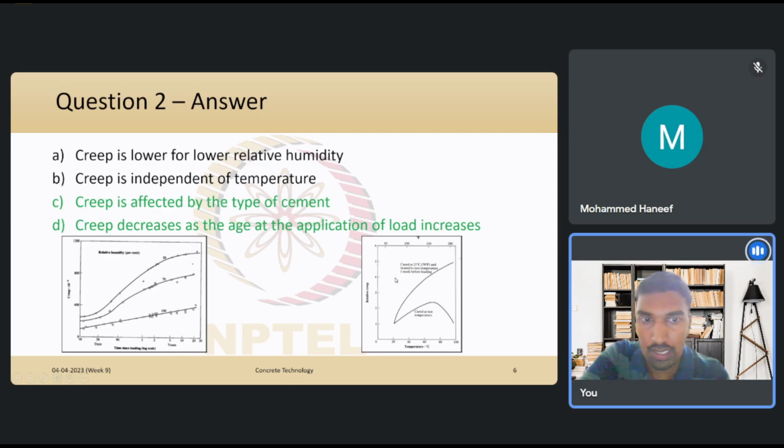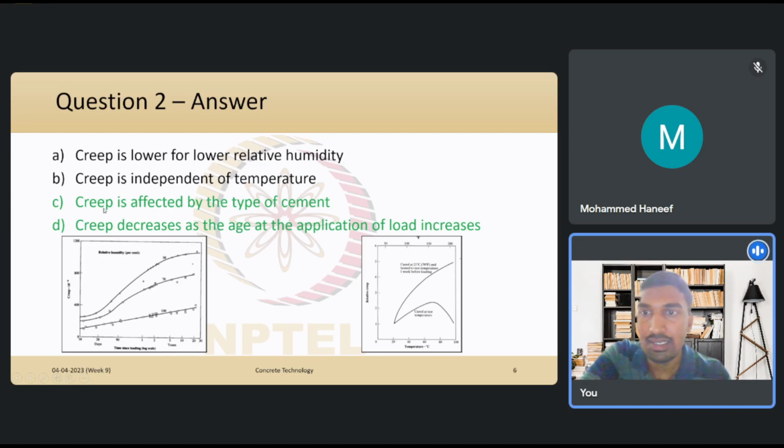Option B is creep is independent of temperature. The graph on the right shows the relative creep for different temperatures. And again, we see that generally as the temperature increases, the creep actually increases, right? Therefore, temperature does affect creep. So the statement that creep is independent of temperature is not true.